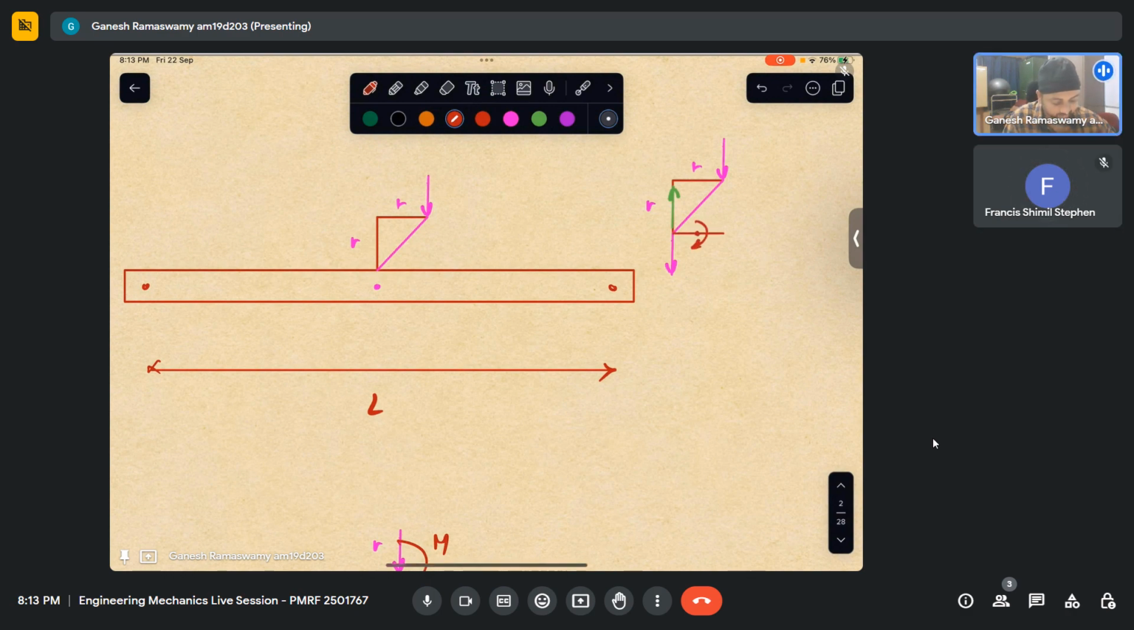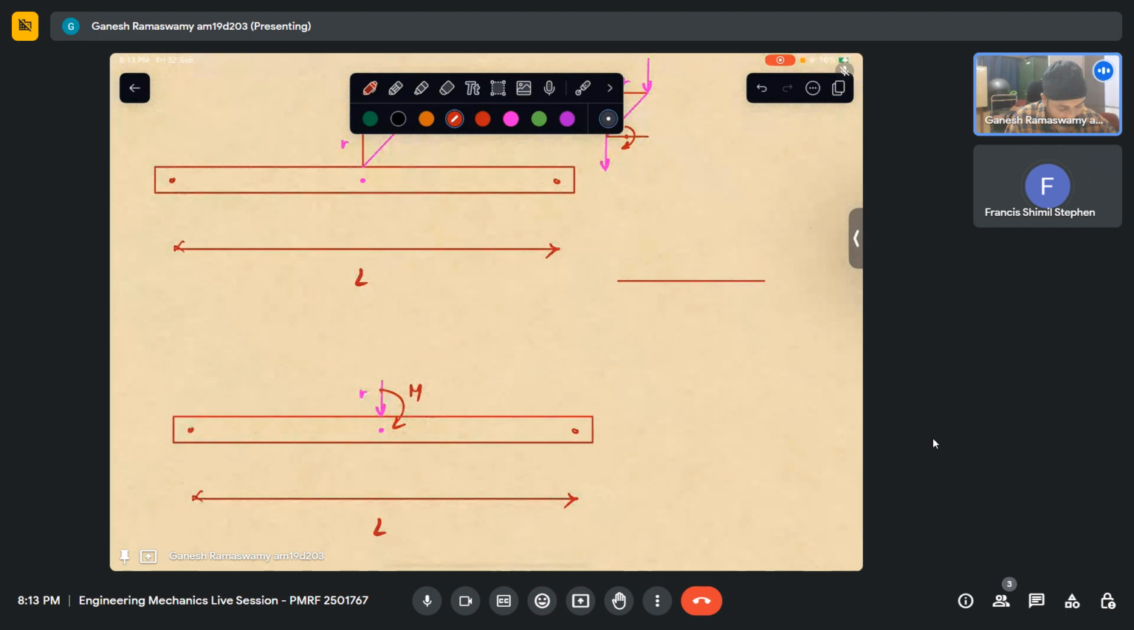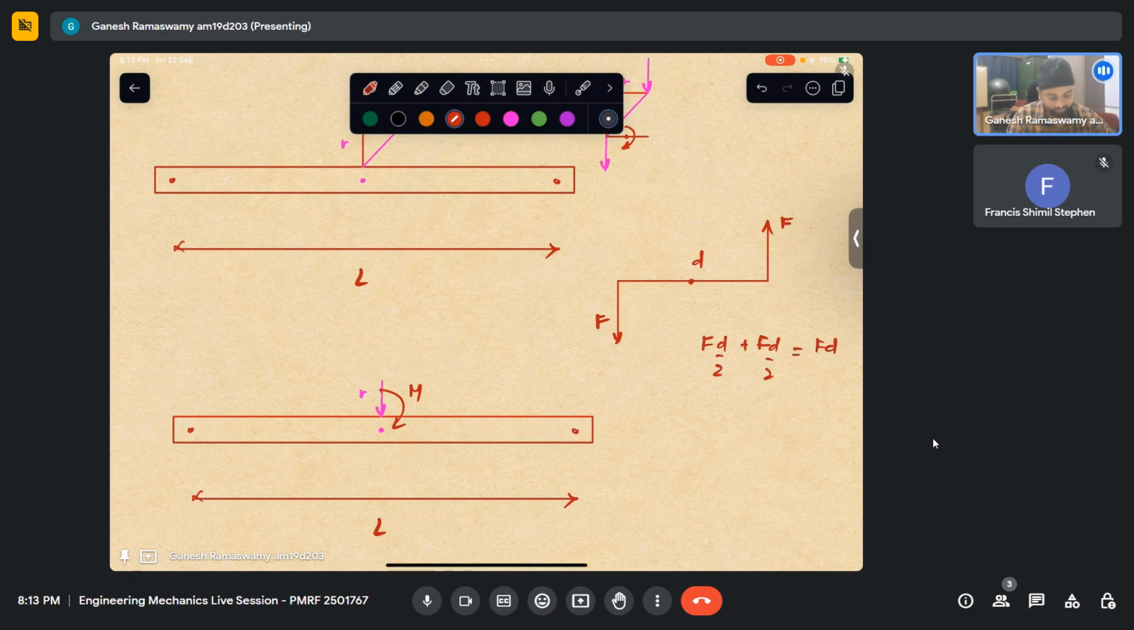You are saying this is the center, but this couple is a free vector. I can place it anywhere. Why? Let us see. Let this be the distance, and this is the force. This is F, this is also F. Let the total distance be D. If I take moment about the center, what do I get? F D by 2 plus F D by 2 equal to F D.